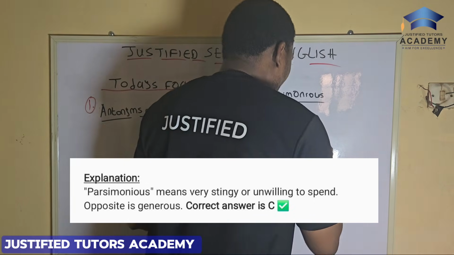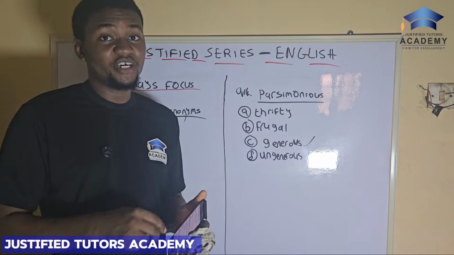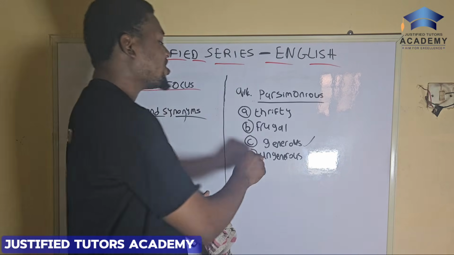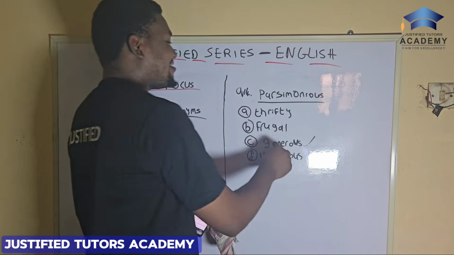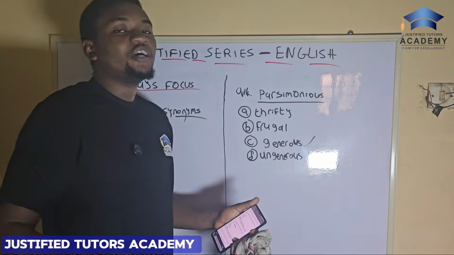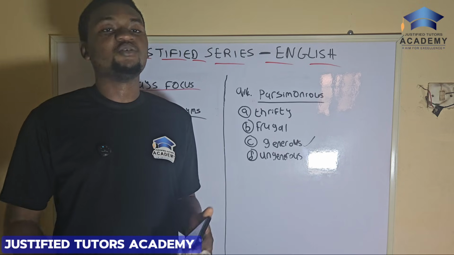generous. Because generous means somebody that gives. A giver is a generous person. But then, ungenerous is nearest in meaning to parsimonious. You get. It simply means someone that is not willing to spend, not willing to give. Someone that is stingy.